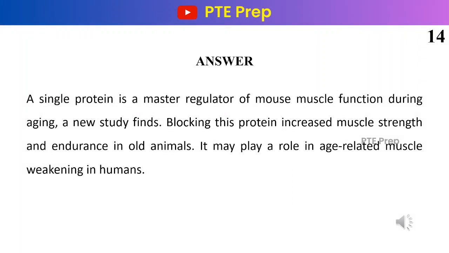A single protein is a master regulator of mouse muscle function during aging, a new study finds. Blocking this protein increased muscle strength and endurance in old animals. It may play a role in age-related muscle weakening in humans.